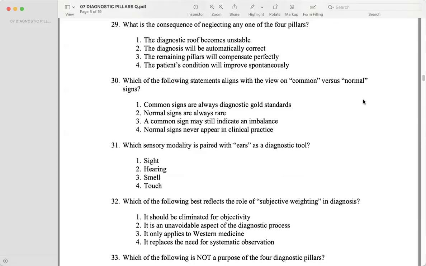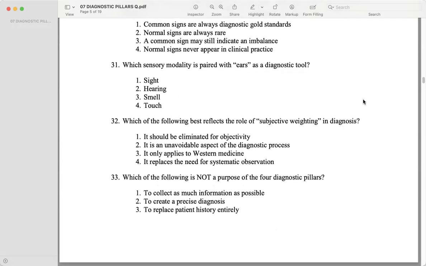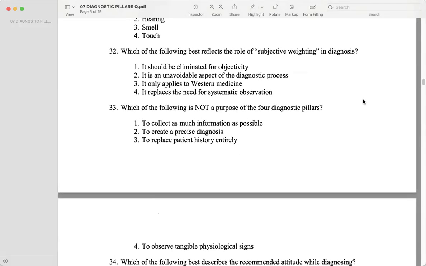Which of the following statements aligns with the view on common versus normal signs? A common sign may still indicate an imbalance. True. Which sensory modality is paired with the ears as a diagnostic tool? Hearing. Of course. Hearing. Which else, naman? Smell.